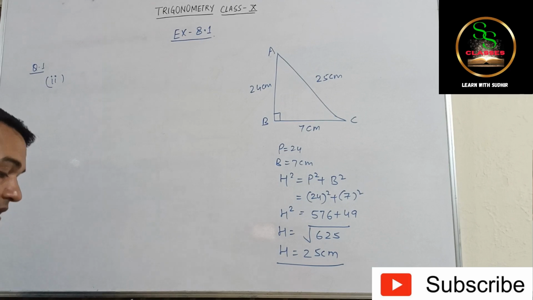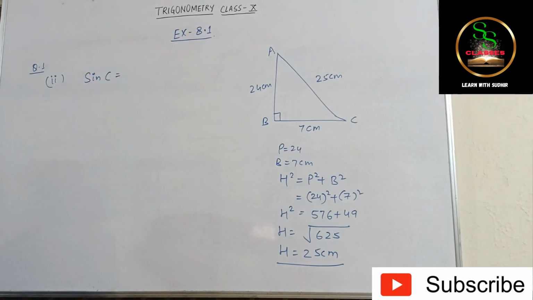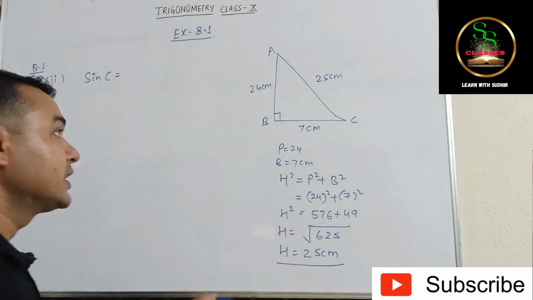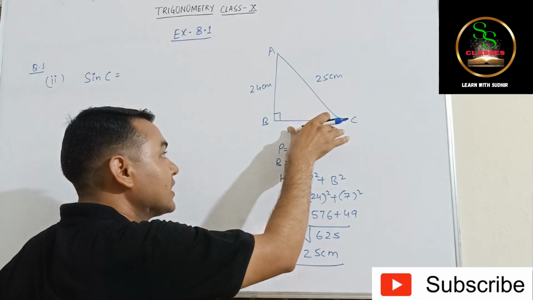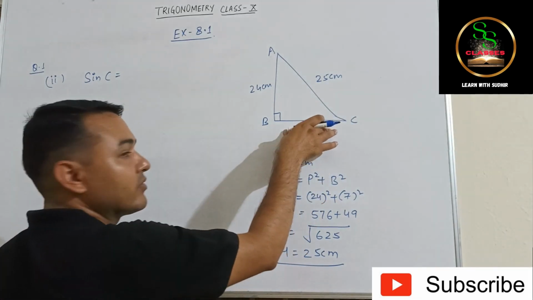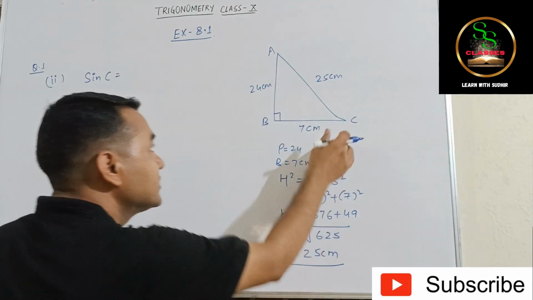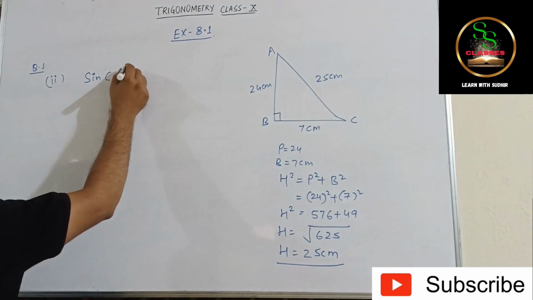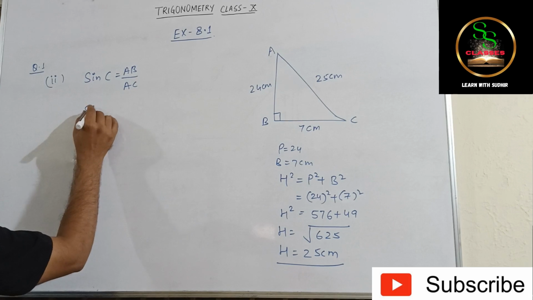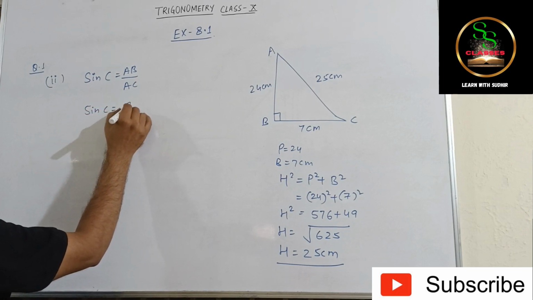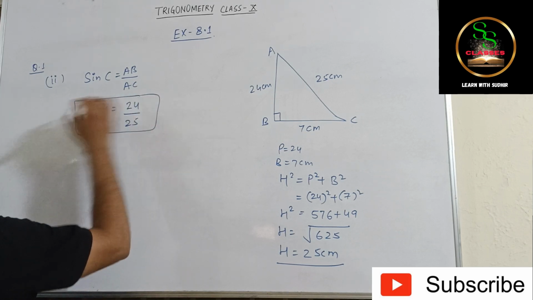Now in the second part they are asking sin C. As you all know, what we have explained you, dear student, whatever angle they are asking, you go and stand there. They are asking sin C, it means angle C is here, we will stand here. So this is our base and this is the perpendicular, and sin C is perpendicular by hypotenuse. So it is AB by AC. AB is 24, and AC is 25. So sin C is 24 by 25.